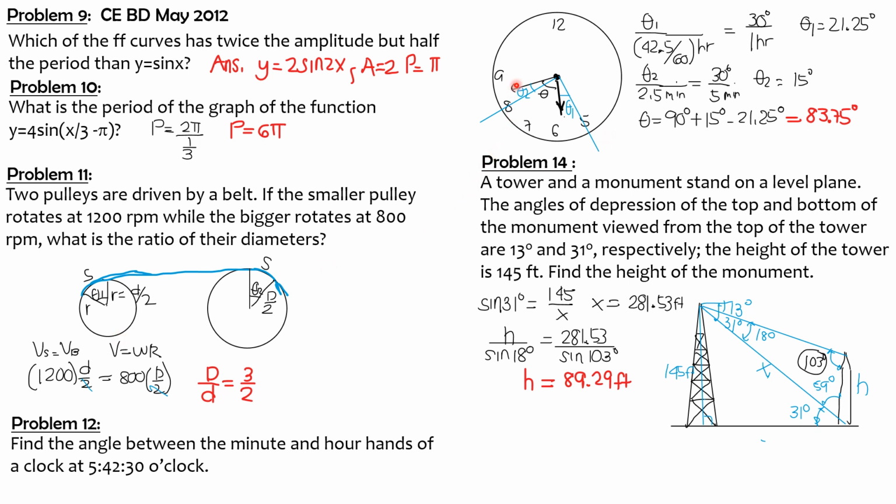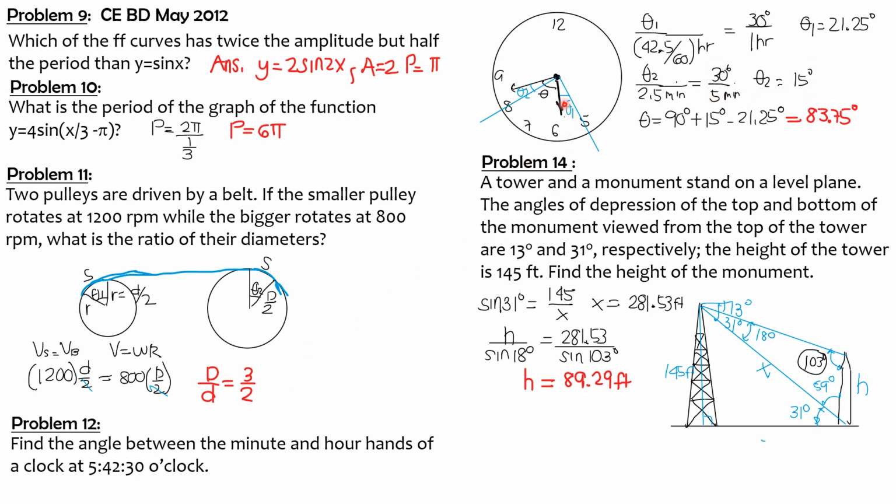Likewise, theta 2 is expected to be 15 degrees, but let's show it. This is the minute hand. So that's 5 minutes. 5 minutes corresponds to 30 degrees movement of the minute hand. So theta 2 as to 2.5 minutes, this 2 minutes and 30 seconds, is equal to 30 degrees as to 5 minutes. So theta 2 is indeed 15 degrees.